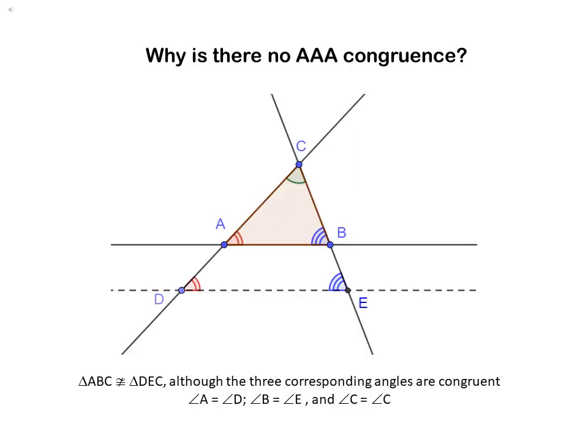One may ask, why is there no AAA triangle congruence theorem? In the figure below, it can be shown that given the measures of the three angles, different possible triangles can be drawn that are not congruent.